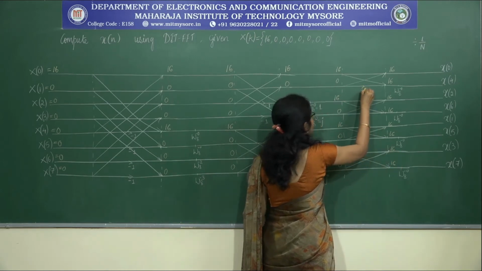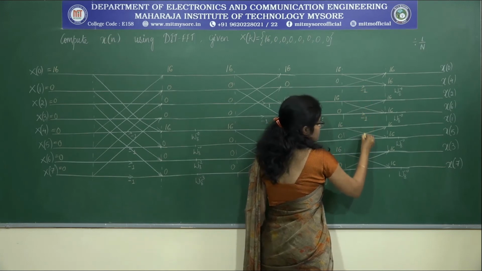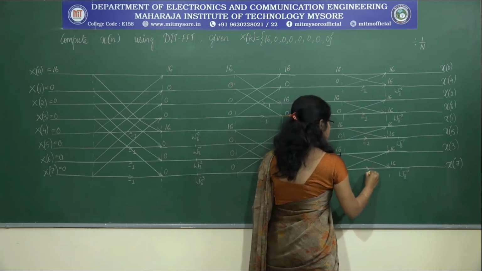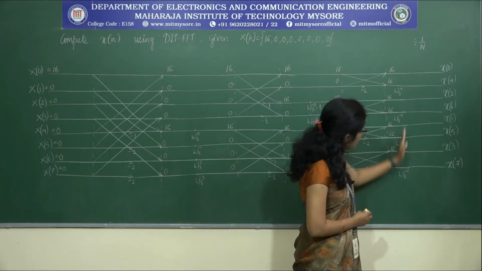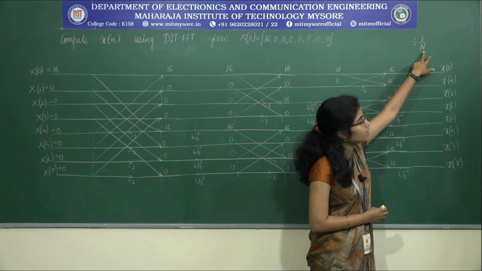So here it should be minus 1. I have missed minus 1 here. Even though you multiply minus 1 to 0, it gives us 0 only. Okay. Now all the samples should be divided by n.